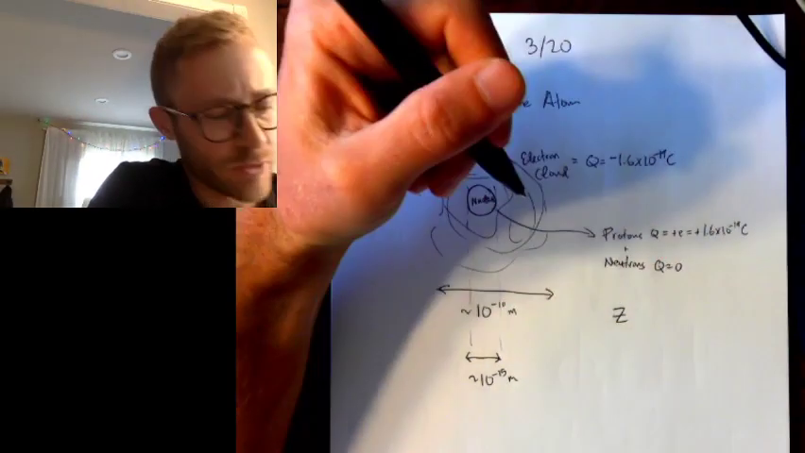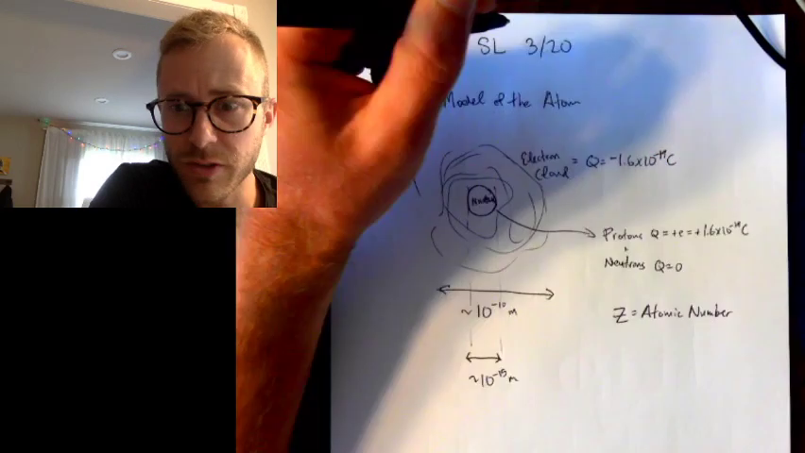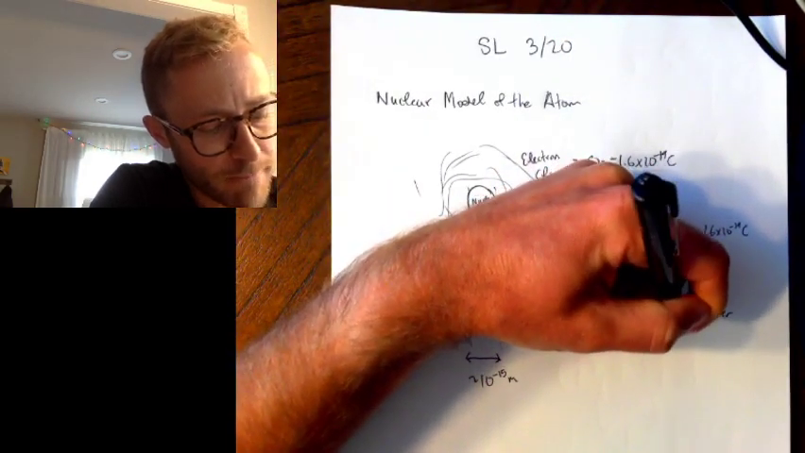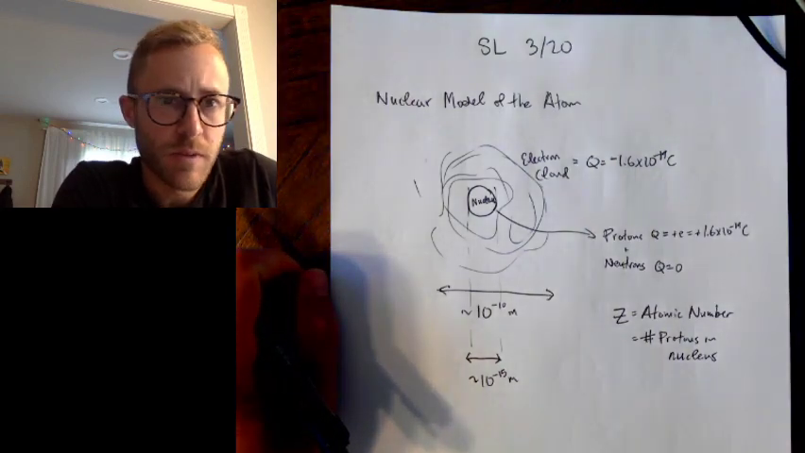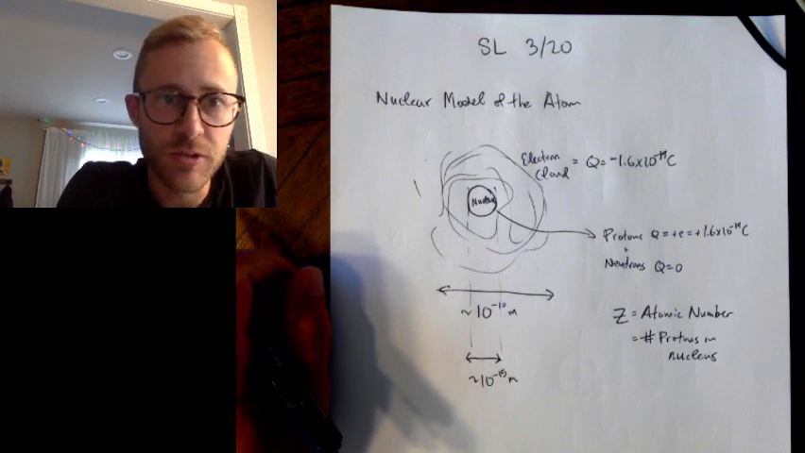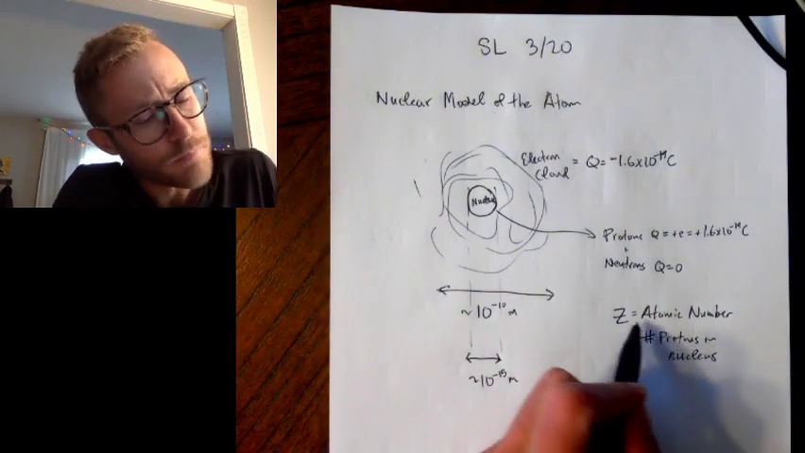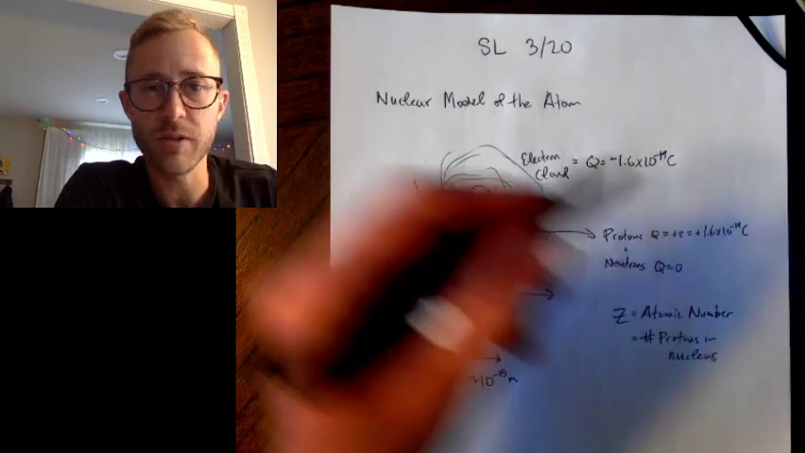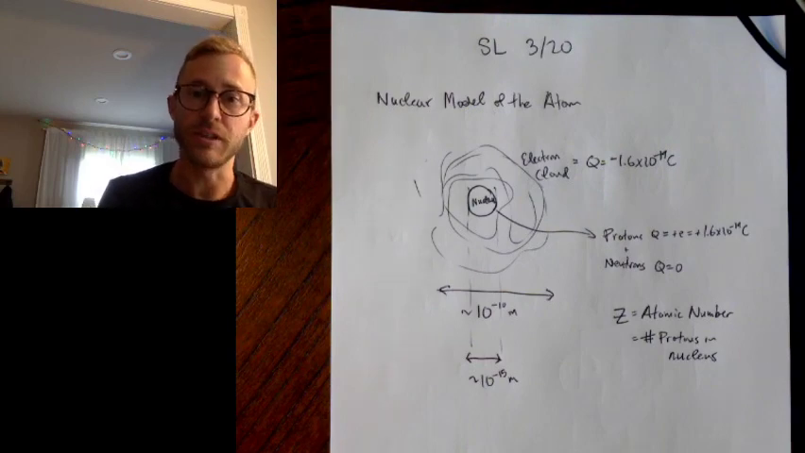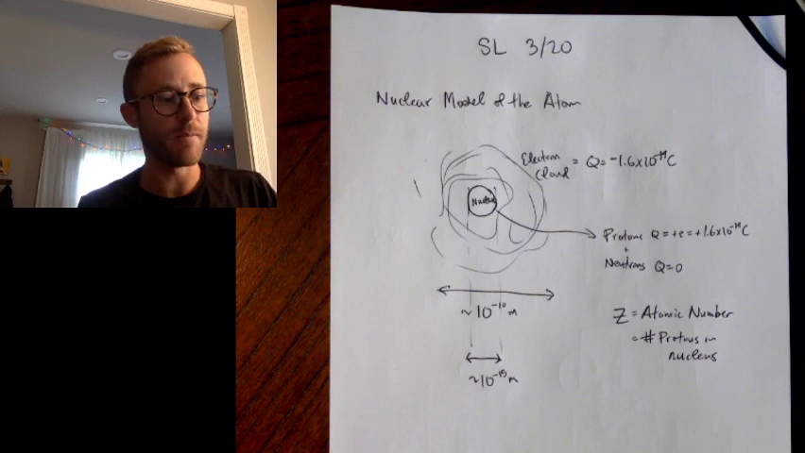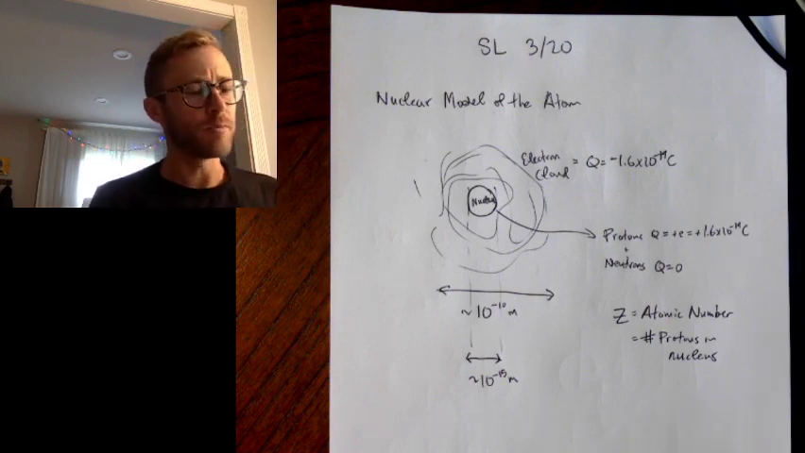Z is called the atomic number, and basically it is the number of protons in the nucleus. For example, if the atomic number is 3, then that means there are 3 protons in the nucleus, and that would be lithium, I believe. The number of protons in the nucleus is also equal to the number of electrons in the electron cloud, so that the net charge of the atom is 0. If there's a different number of electrons than protons, we would say that it is ionized. So that's the nuclear model of an atom.